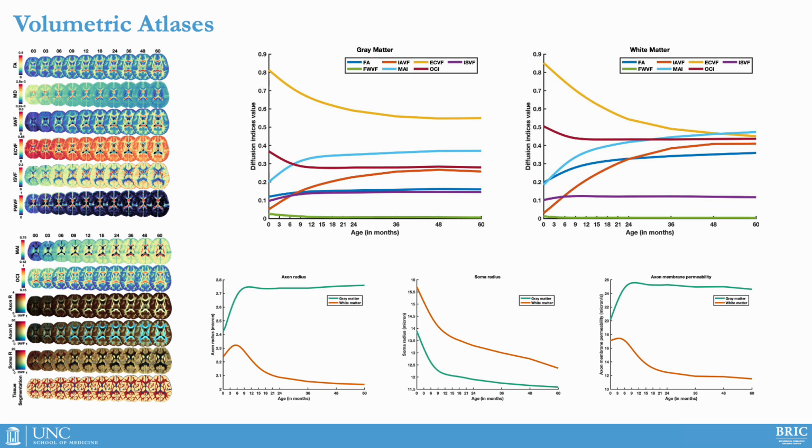Also, by looking at the orientation coherence index, or OCI, we can see OCI decline, indicating the increasing complexity in fiber configuration with greater orientation dispersion. Except for the first 3 months, the radius and the permeability generally remain stable, with a slight increase in soma radius and axon membrane permeability in the white matter, suggesting axonal growth and myelination.